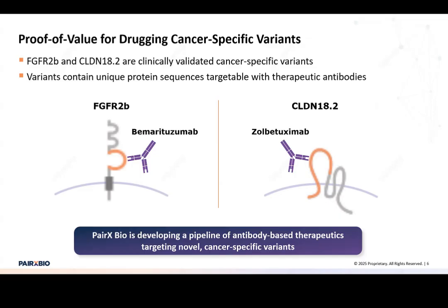So for example, FGFR2b is targeted by this product from Amgen, bemarituzumab, and it targets the alternative splice region, the orange loop that you see in the sequence. The same thing happens for claudin 18.2, where Astellas has an antibody that targets the alternatively spliced region, shown in the orange piece of sequence in claudin 18.2. So at PEGS Bio, we are currently developing a pipeline of antibody-based therapeutics targeting novel and cancer-selective variants, okay?